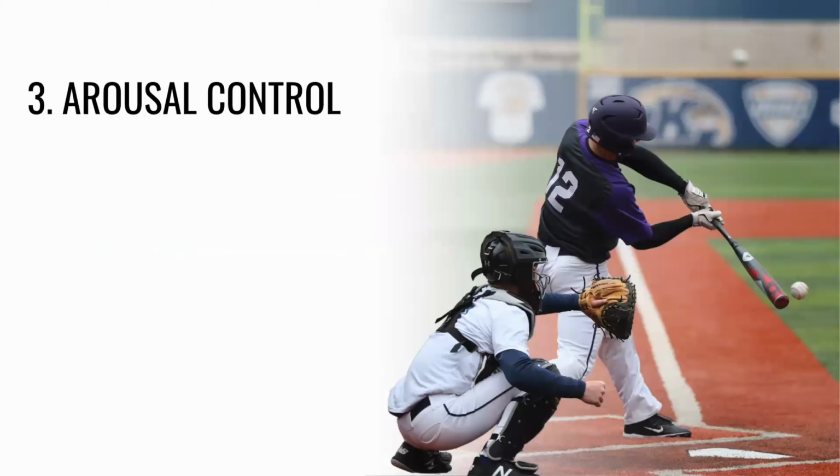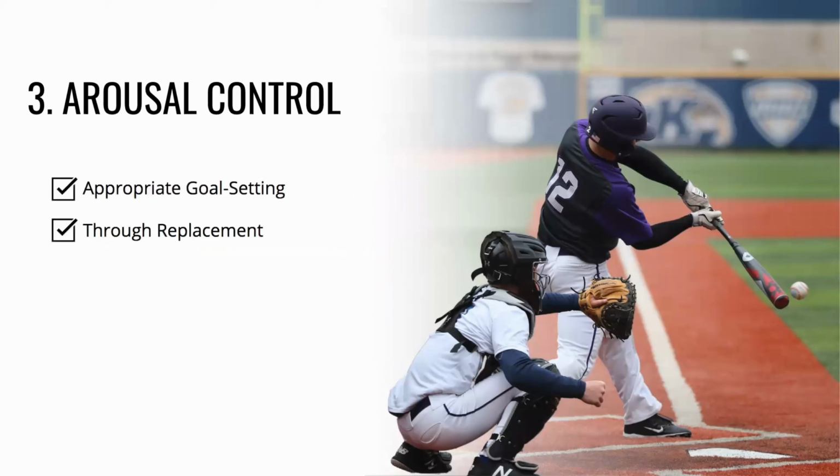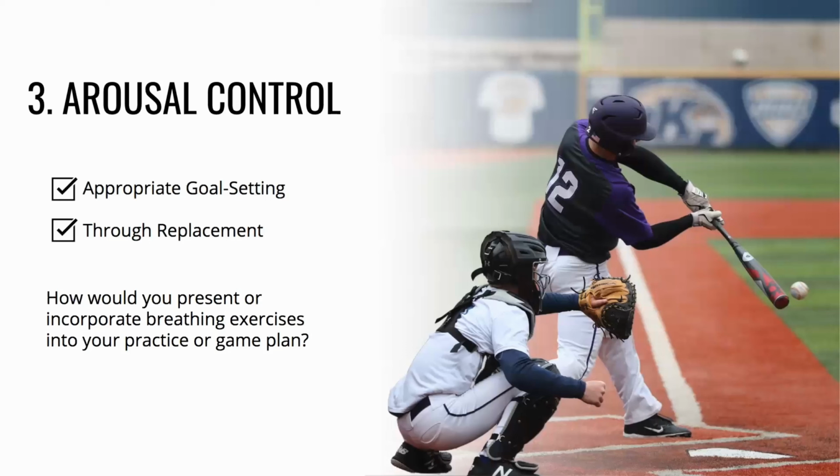Let's take a look at how we would use arousal control for Miles. We've already discussed appropriate goal setting for both process and outcome goals, and how he can shift his thought replacement strategies. Take a moment to answer the following question and pause the video if you have time. How would you present or incorporate breathing exercises into your practice or game plan? If Miles is suffering from some type of perfectionism or he's having trouble regulating his arousal, it's likely that other members of your team would benefit from the same type of breathing exercises, which is why we wouldn't single Miles out. We'll discuss some various scripts and options in the learning applications section.